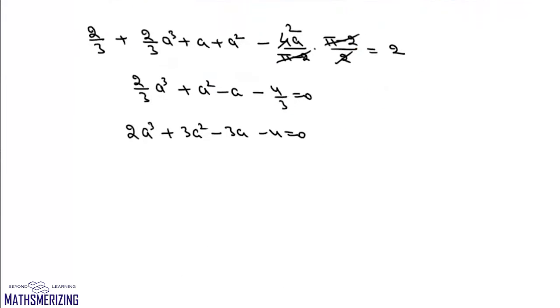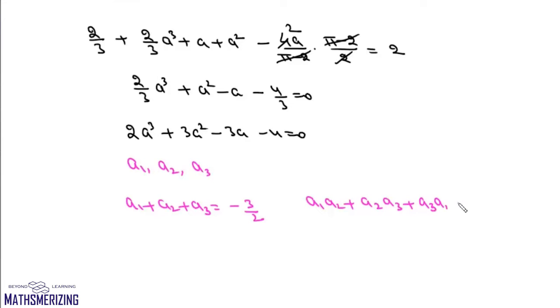Now this cubic equation has 3 real roots, a1, a2 and a3. Now a1 plus a2 plus a3, it is minus b upon a, so it will be minus 3 by 2, and a1 a2 plus a2 a3 plus a3 a1 will also be minus 3 by 2. Now we square this first. We can write a1 square plus a2 square plus a3 square plus 2 times a1 a2 plus a2 a3 plus a3 a1, which is minus 3 by 2, and this is 9 by 4.